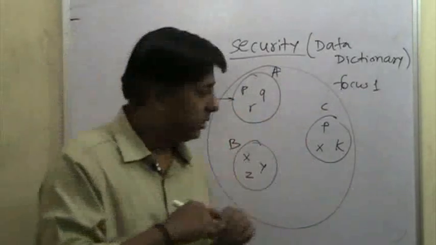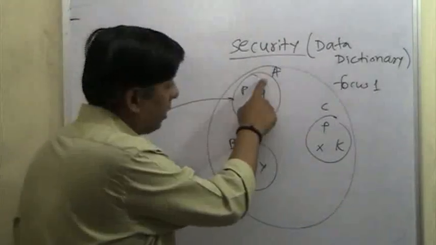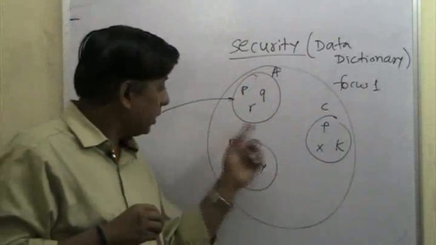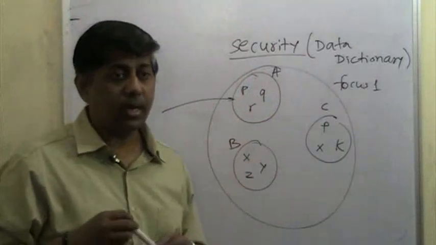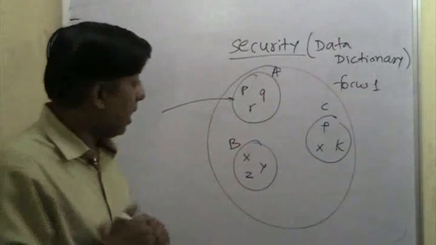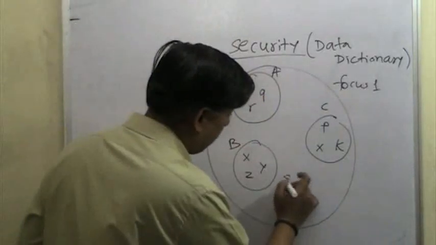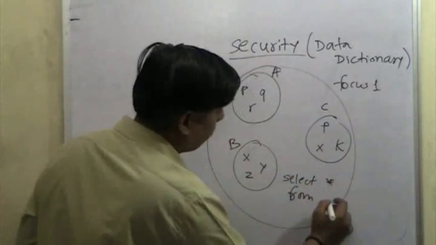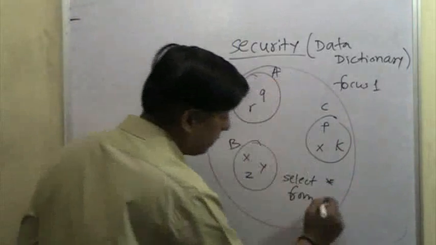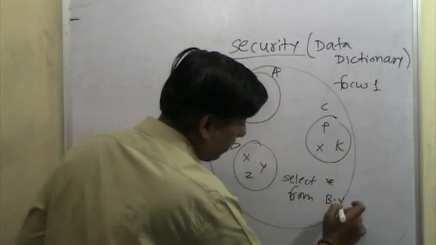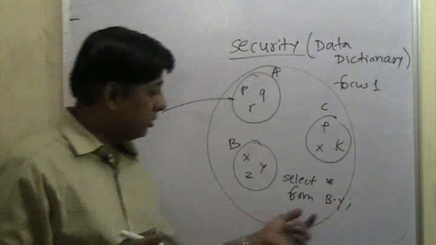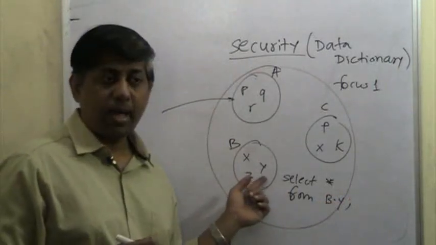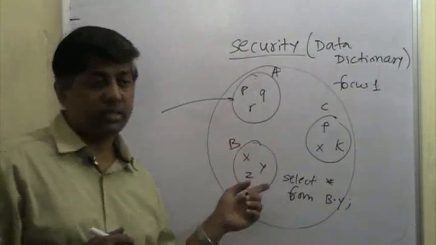Now this is understood. Now user A wants to select from a table called Y, which is in somebody else's schema. Can he do that? Yes. He can do that, and how would he do it? He will type something like this: select star from the name of the table. User A will say B.Y and a semicolon. He would be able to select all the data from Y. But this will not work unless he has access to that table Y.